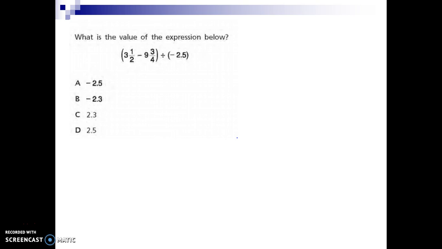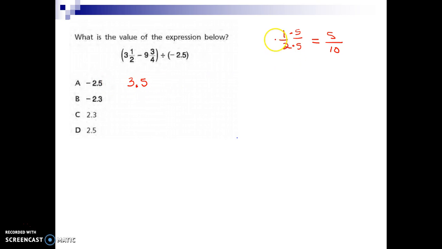Oh, great. So these are all in decimal form. So I'm going to convert 3 1/2 to a decimal. Some of you are like, oh, that's 3.5. If you're not, 1/2, I can convert that into tenths. 2 times 5 is 10. 1 times 5 is 5. 5 tenths. 5 in the tenths place.